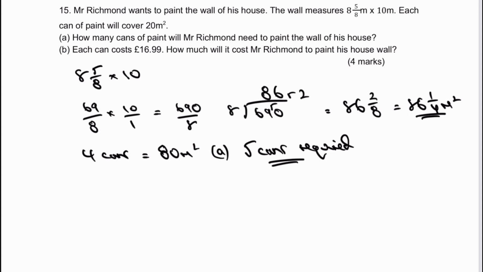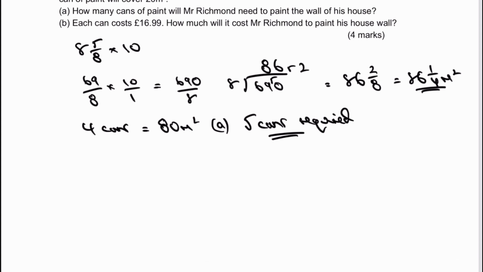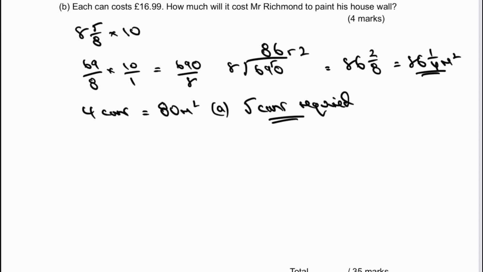Then it says each can of paint costs £16.99. How much will it cost for Mr. Richmond to paint his house? Well, that's going to be fairly straightforward. £16.99 multiplied by 5. Now, just a little bit of advice here is that where you've got a decimal point in, what I would do is leave it as pennies, and just do the calculation 1699 multiplied by 5, and then put the decimal place in afterwards.